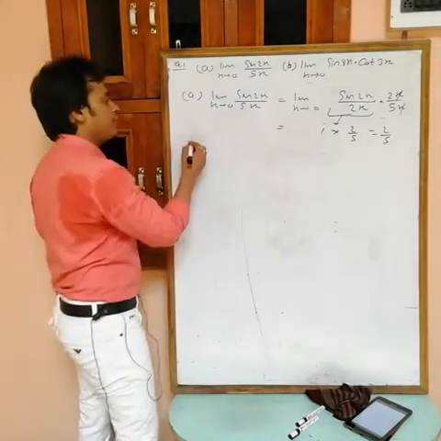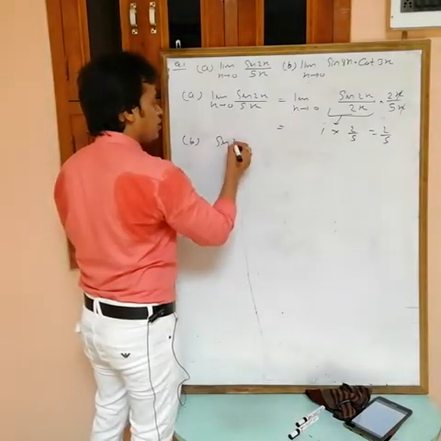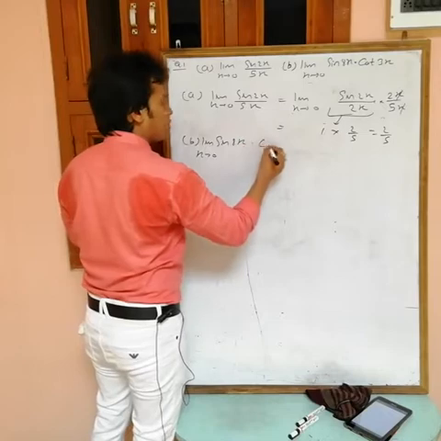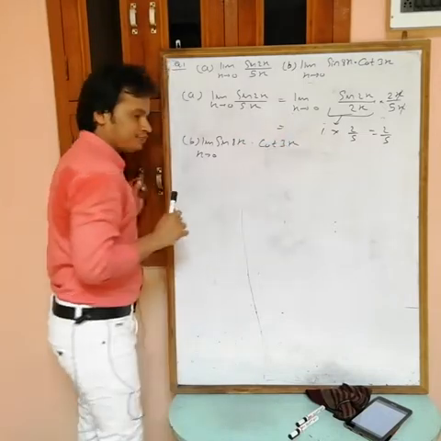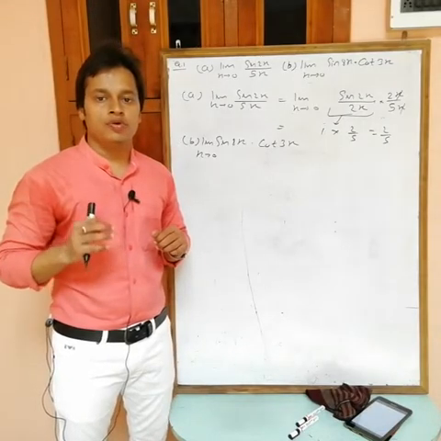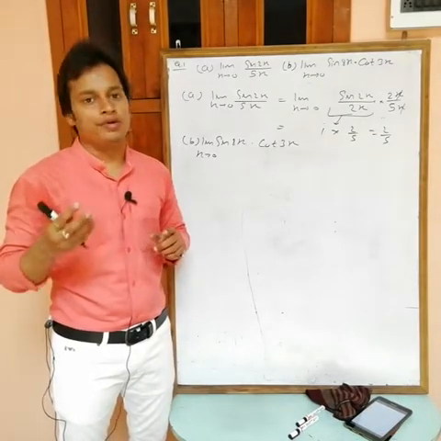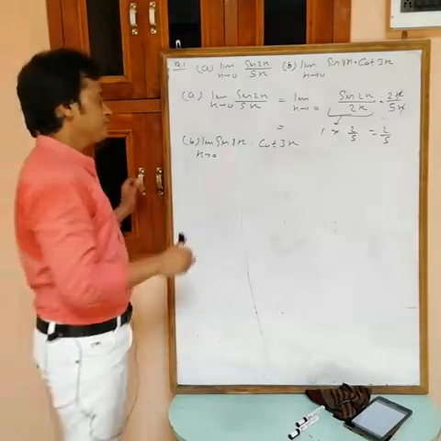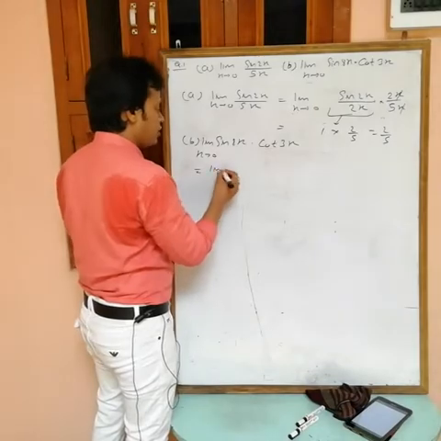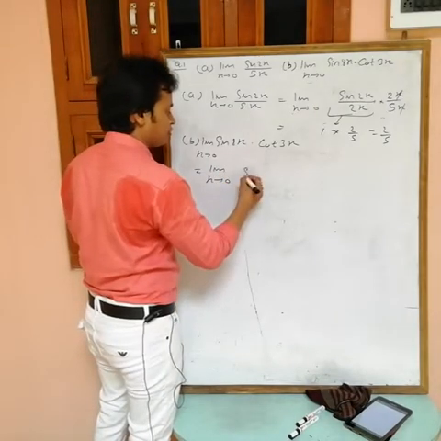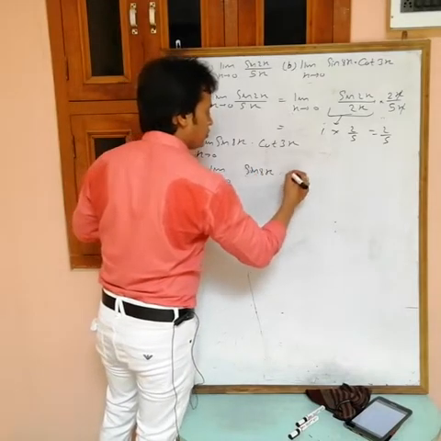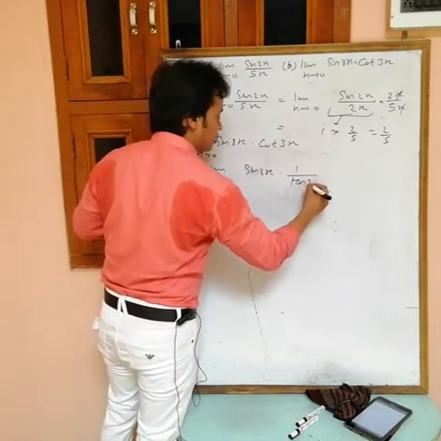Okay, B. Limit x tending to 0 of sin 8x into cot 3x. I have some standard limits, but not for sin 8x into cot 3x. We have them for sin x by x or tan x by x. So first I can convert cot in terms of tan. Limit x tending to 0 of sin 8x, and this one can be written as 1 by tan 3x.